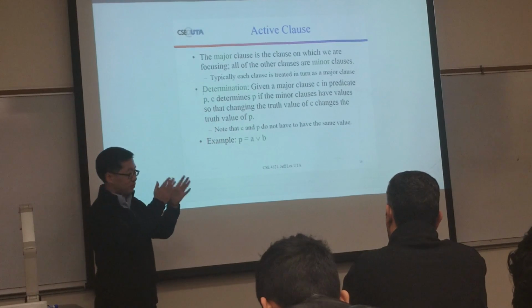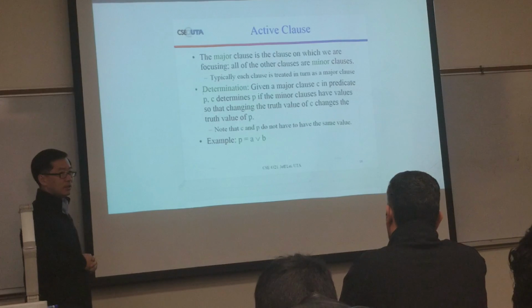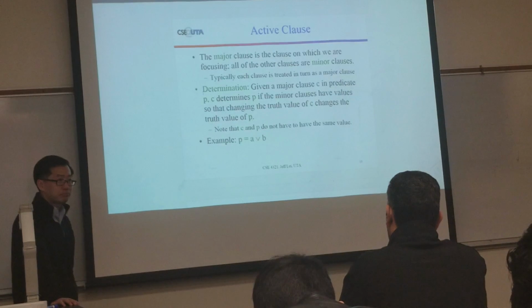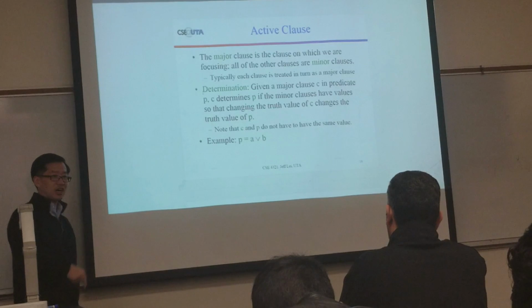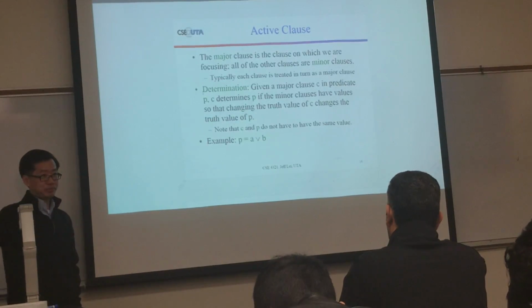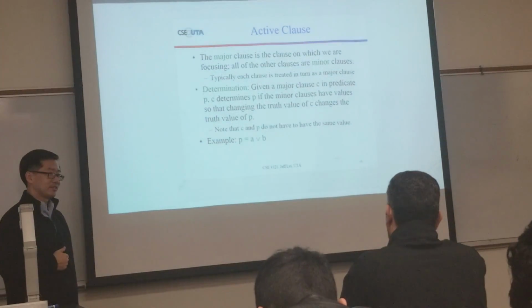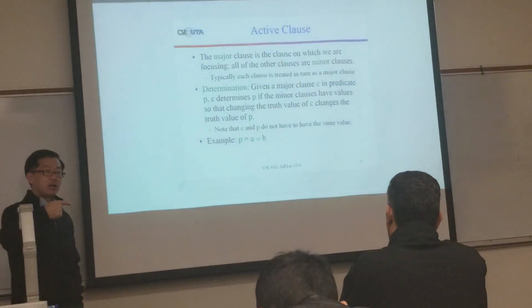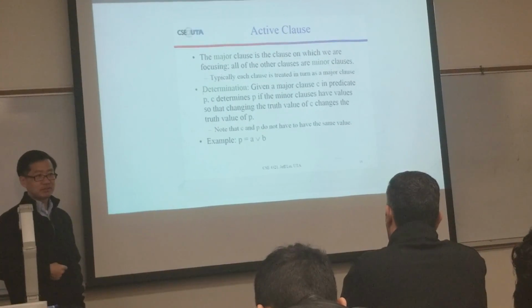So let's say we look at one major class, C. This class determines the value of the predicate. If you flip the value of this class, you are also going to flip the value of the predicate. That makes sense. That requires the minor classes to have certain values, so that you can actually see the impact of this major class.